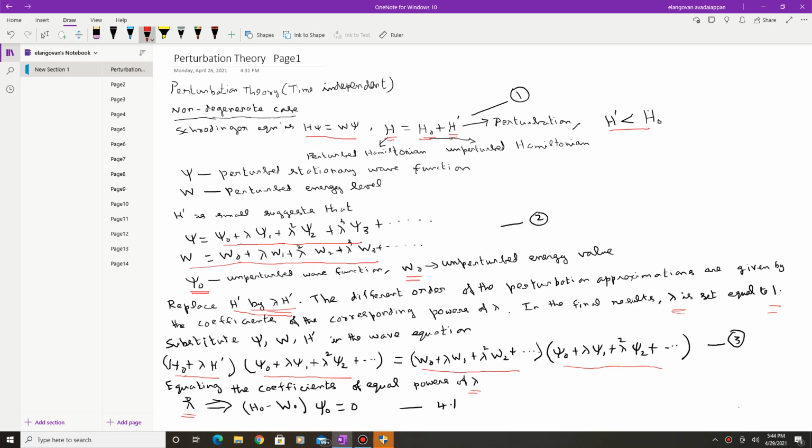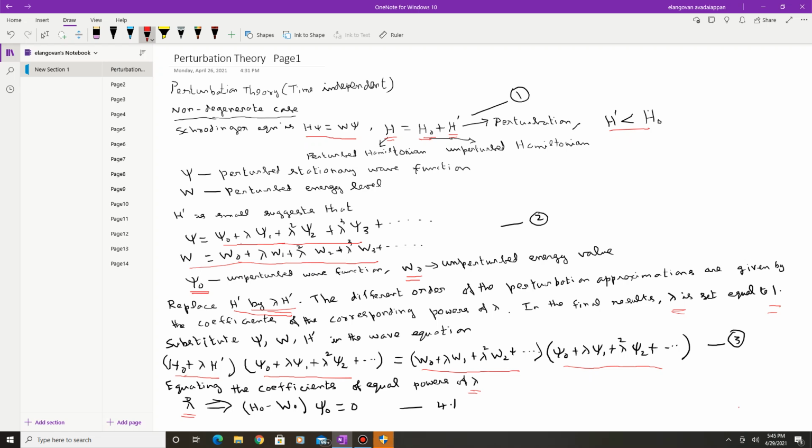Now we are going to discuss perturbation theory. It's a time independent perturbation theory, and we are considering a non-degenerate case. So this is a stationary, time independent, non-degenerate perturbation case.